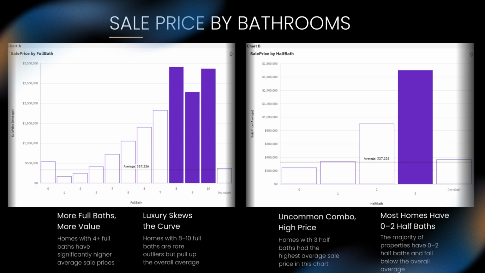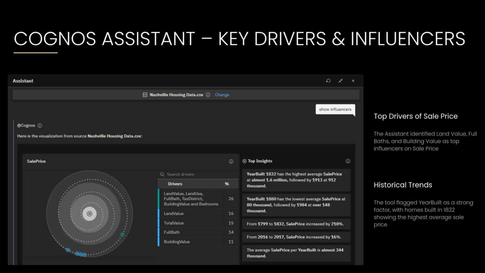In chart B, we see sales price based on half baths. The standout here is the category with 3 half baths, which shows the highest average price in this set. That combo is rare and likely tied to custom or premium homes. Most homes fall into the 0 or 2 half bath range and are well below the Nashville overall average.